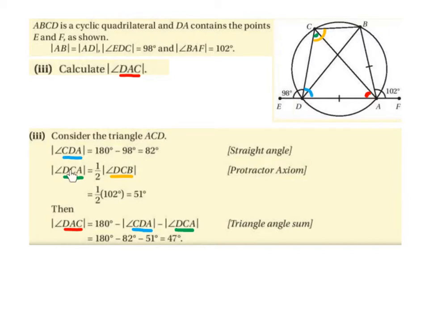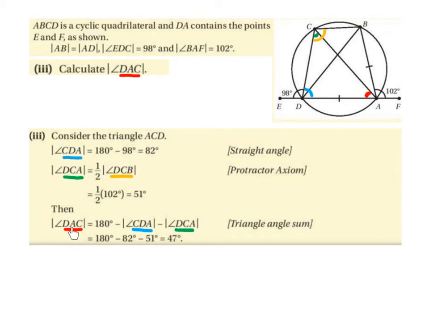Next we're going to have a look at the angle DCA, so this little green angle. Well, we figured out in part 2 that the angle DCA and the angle ACB are equal. So the green angle is going to be half of the orange angle because this angle is equal to this angle. So if we have the orange angle, we just divide it by 2 to get the green angle. And we already worked out that the orange angle was 102 degrees, and half of 102 degrees is 51 degrees. So the green angle is 51 degrees.